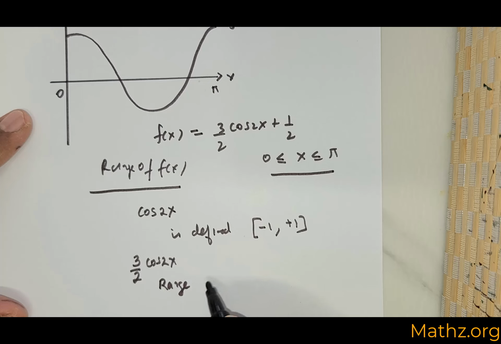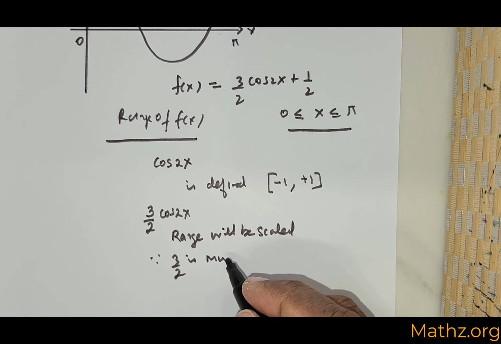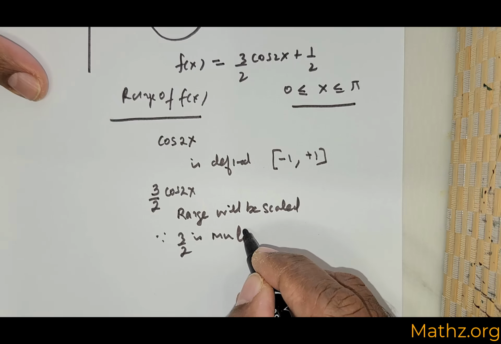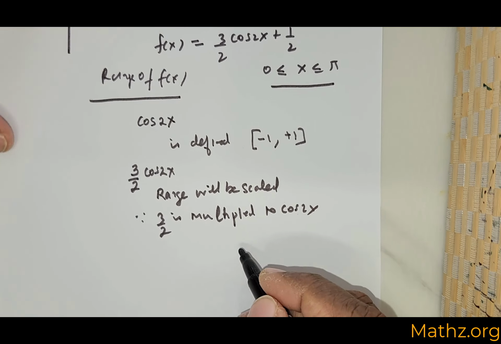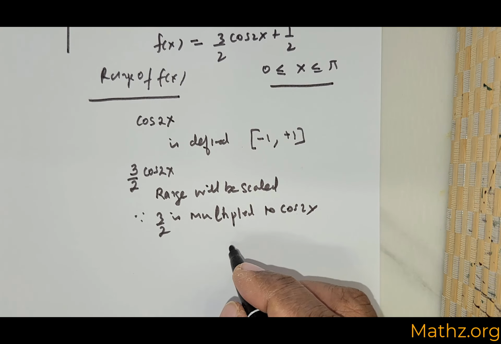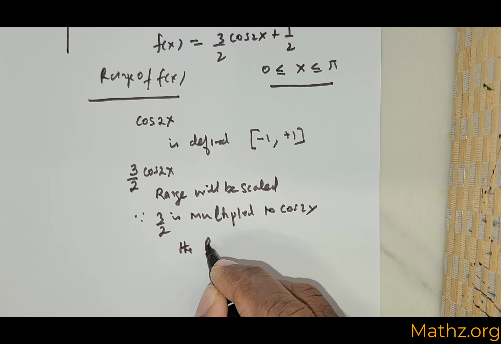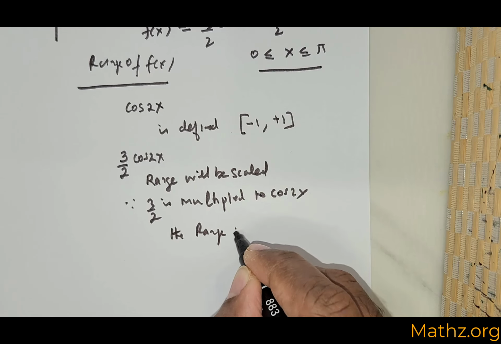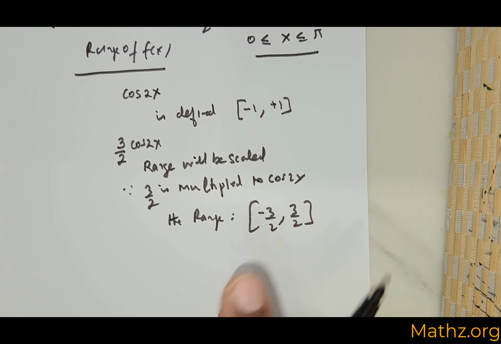I'm going to state that. Why would it be scaled? Since 3/2 is multiplied to cos 2x. Okay, so that in turn would mean I now have the range to be negative 3/2 comma positive 3/2.